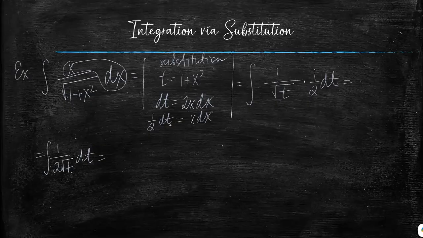Now we just need to focus on integrating this function. And this is just square root of t plus c. And square root of t is not really square root of t, but square root of 1 plus x squared plus c. Make sure you're not making the mistake of integrating a function in terms of t when the differential is still in terms of x.